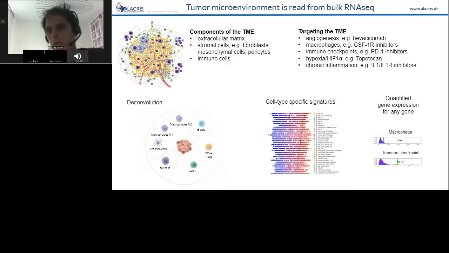One would be to deconvolve the tumor and try to quantify the proportion of different cell types within the sample that we get. That's deconvolution. Then we use cell type specific signatures. So there are signatures for T cells, B cells, neutrophils, and so on. And those will be analyzed across a cohort of tumors to see where the sample would position within that cohort. And last would be to go for single individual markers like CD68, which is a macrophage marker. And from RNA-seq, you can basically quantify the expression of any gene of interest.